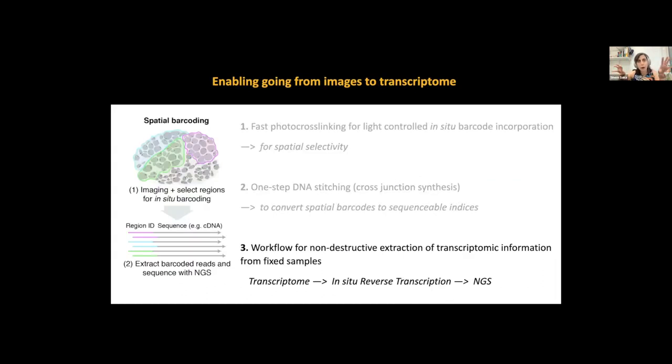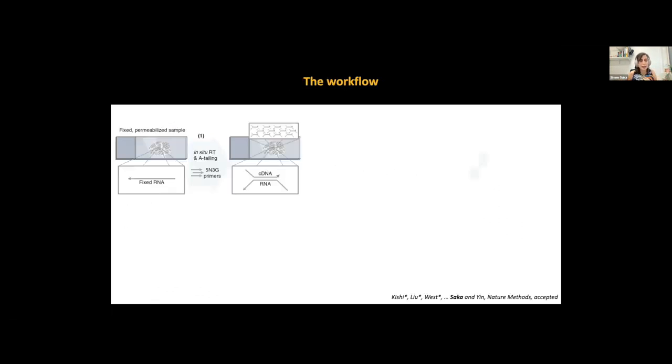And now I want to put all of these together in a workflow so we can really go from one step to the other. So the idea is that we have fixed permeabilized samples on a slide or in a coverslip. And we first do an in situ reverse transcription reaction, which converts all the RNAs to cDNAs using random primers. So these are 5' and 3' G primers, which incorporate internally to all the different RNAs and then are used to convert them to cDNAs.